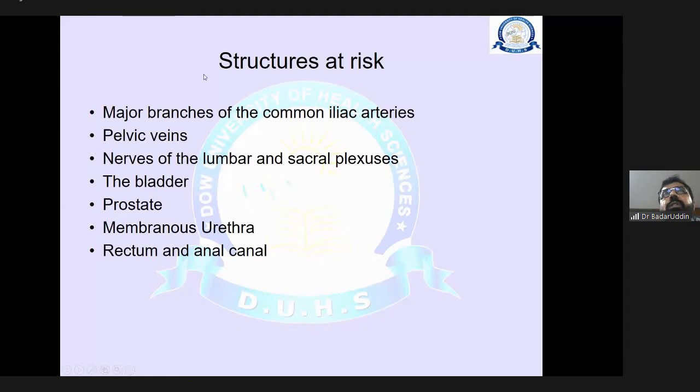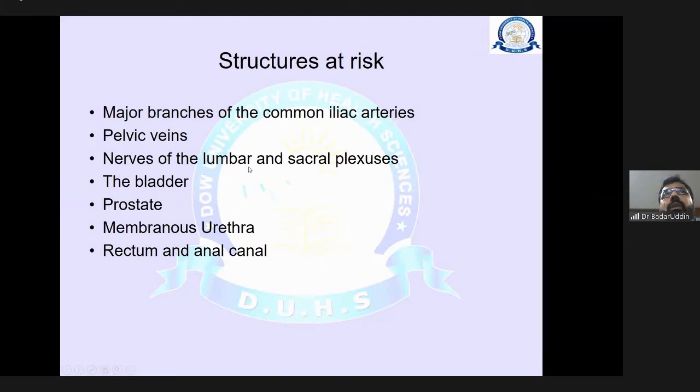So which structures are at risk? Because the pelvis is a big area and most of the important organs lie in the pelvis. So once you have trauma, we must care about all these organs that might be damaged or injured during the trauma. So the major branches of the common iliac arteries, the pelvic veins. The most common bleeding in pelvic trauma is from the pelvic veins, not from the major common arteries.